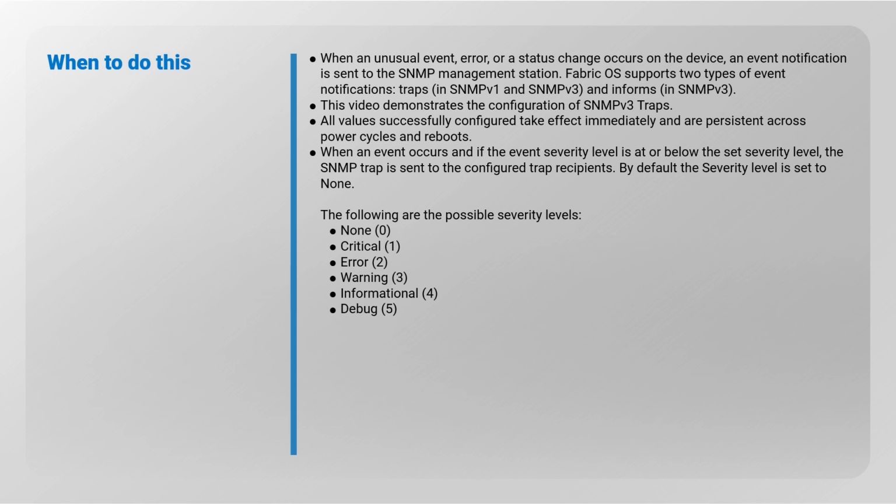When an event occurs and if the event severity level is at or below the set severity level, the SNMP trap is sent to the configured trap recipients. By default, the severity level is set to none. The following are the possible severity levels: none, critical, error, warning, informational, and debug.